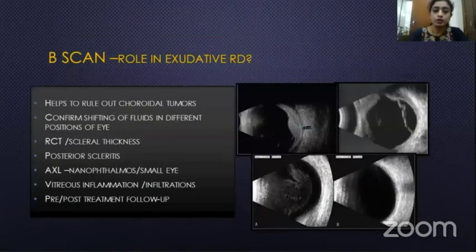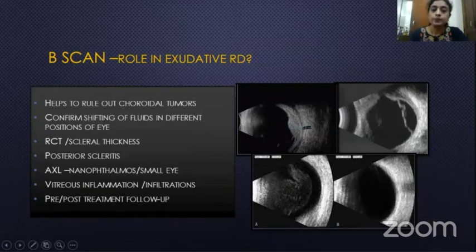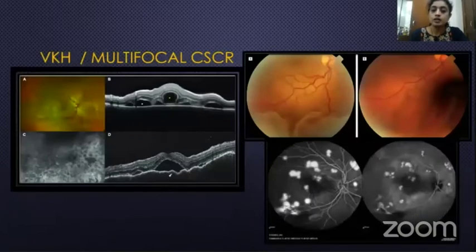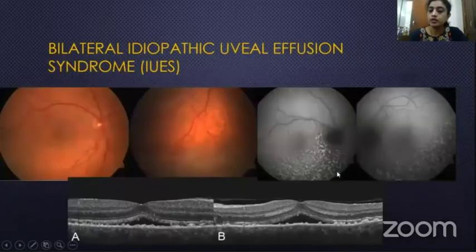B-scan plays an important role in an exudative RD to diagnose any choroidal tumors, and if there is any choroidal detachment or the thickness of the sclera, to look for the T sign as in posterior scleritis, small eye, nanophthalmic eye, vitreous inflammation, infiltration. As shown here, this is the pre and the post treatment of methotrexate for a lymphoma patient. The others which we come across commonly, VKH and multifocal CSR as seen here, active and once treated.